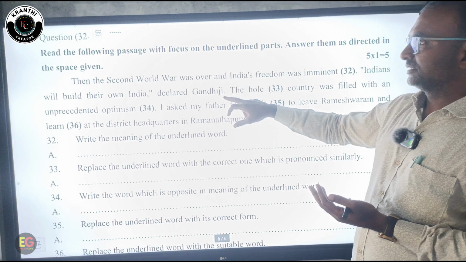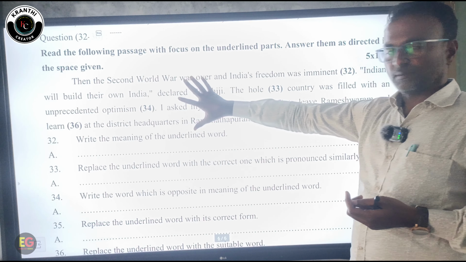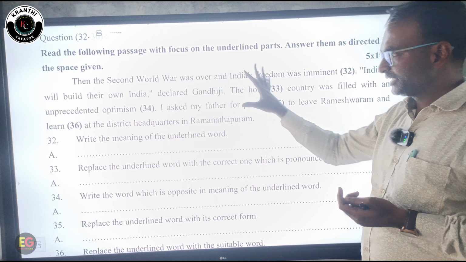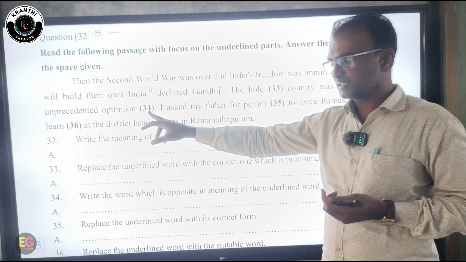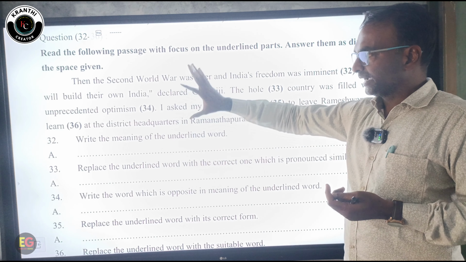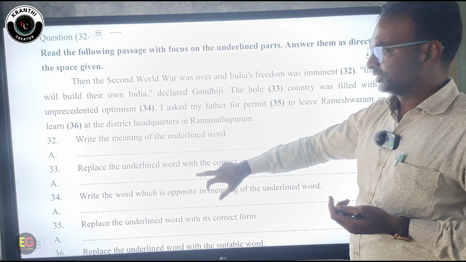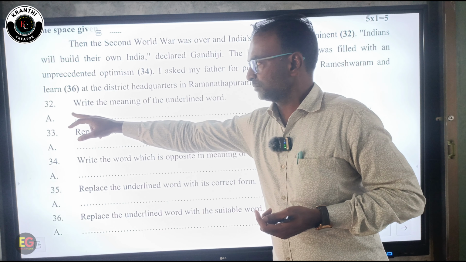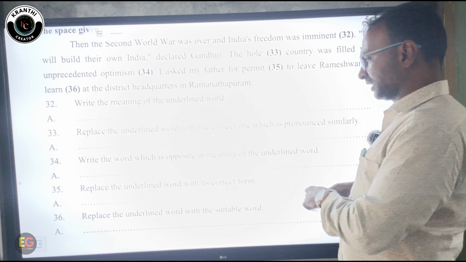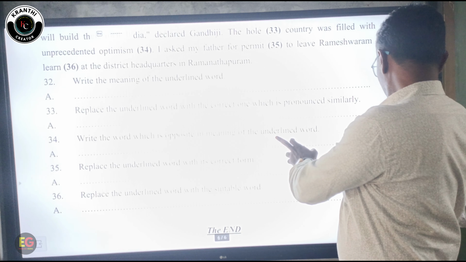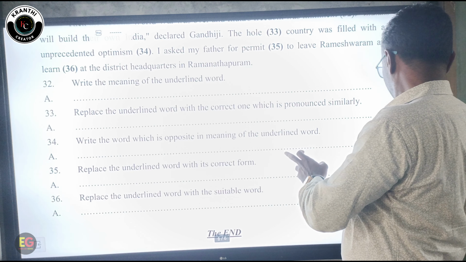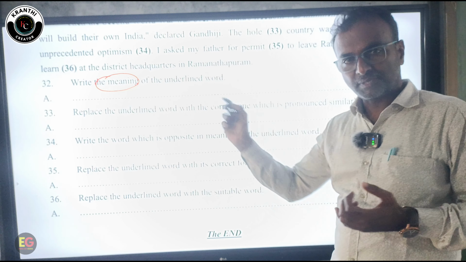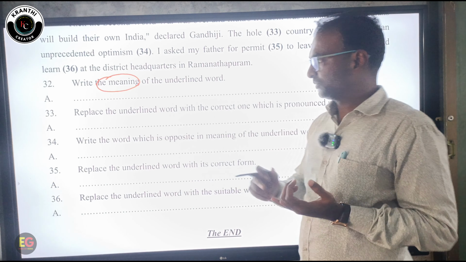And next one and the last one. This is from a passage from reading A, B or C, and each word is underlined as well as numbered, and for that question you are directed to answer just below the passage. So for this one, question number 32, write the meaning of the underlined word. Sometimes it is given, write the synonym of the underlined word.